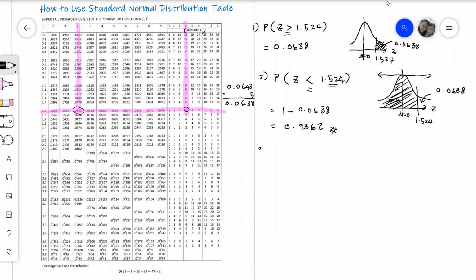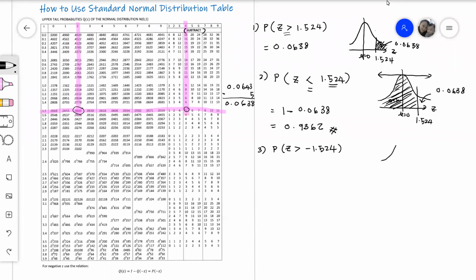Now, secondly, next question. What about if I have a negative Z score? Z score greater than negative 1.524. I keep using the same Z score value so that we don't spend time on how to find the value from the standard normal distribution table. Just use that and keep repeating in different scenarios.